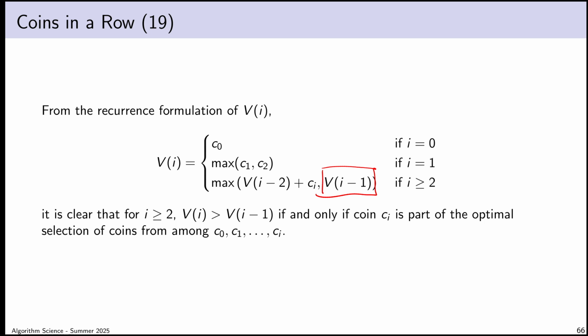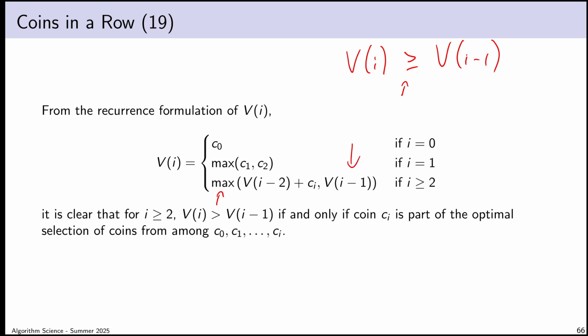So basically, if V(i-2) is smaller than V(i-2) plus C(i), and that is smaller than V(i), I don't take it. Then I take V(i-1) instead. And one observation, because of the use of the max function here, is that we know that V(i) is always greater than or equal to V(i-1). And then the question is, when is V(i) definitely going to be greater than V(i-1)?